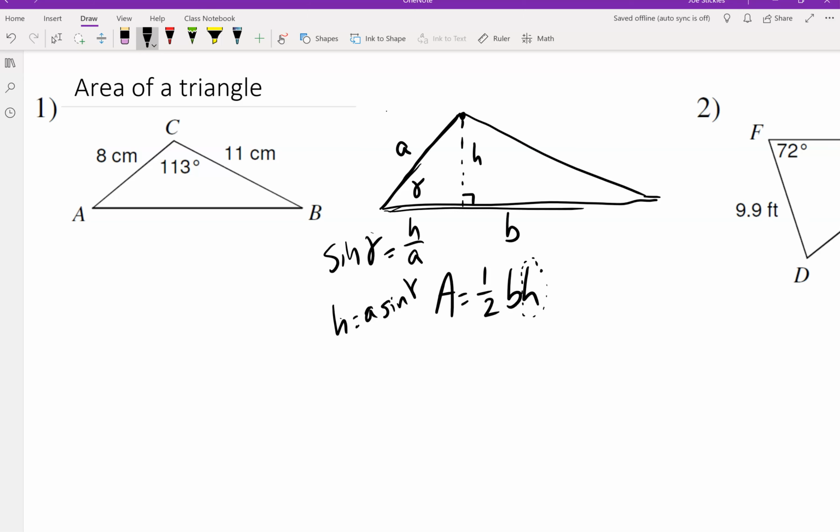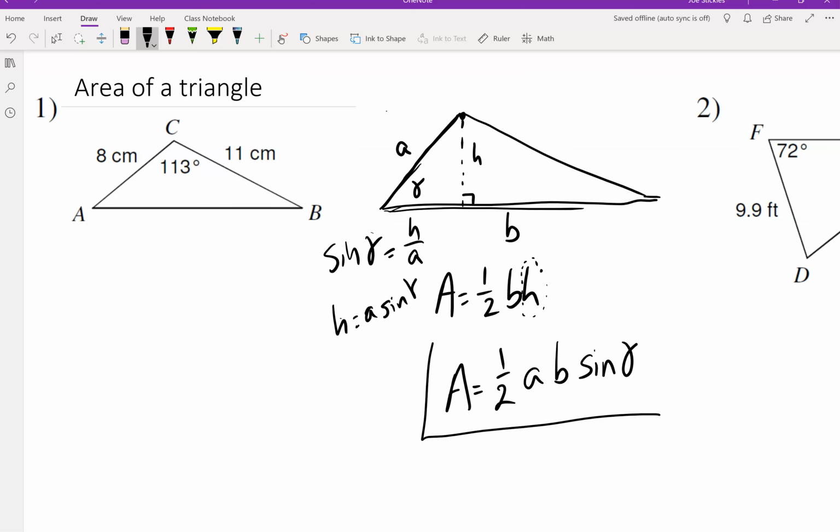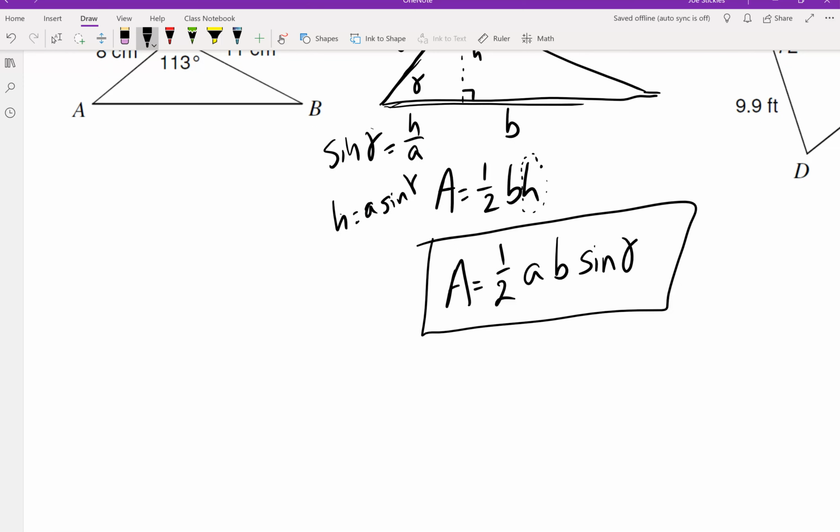So now I have H in terms of information that I know, A and gamma. So when I go into the area formula, I get 1/2 AB sine of gamma. So this is the area formula that we're going to use. Notice that there is nothing special about A or B or gamma here, except that gamma is the included angle between A and B. So I could have also written this formula as 1/2 BC sine of alpha, because alpha would be the angle in between B and C. We could have also written it as 1/2 AC sine of beta, because beta is included between A and C.